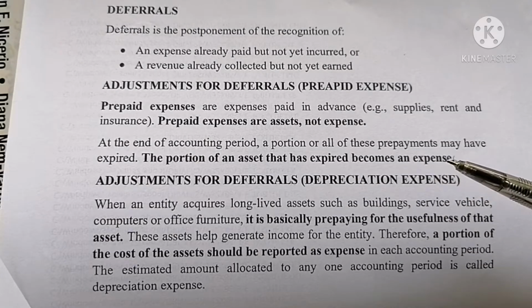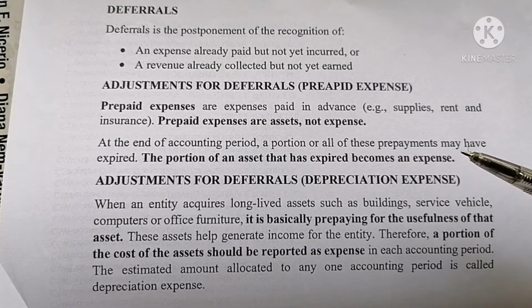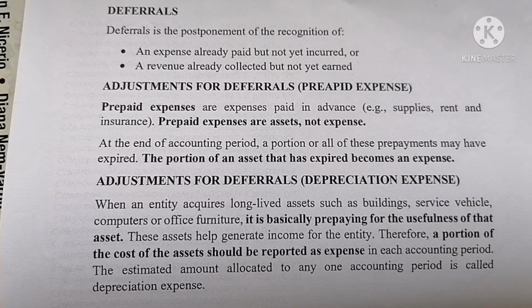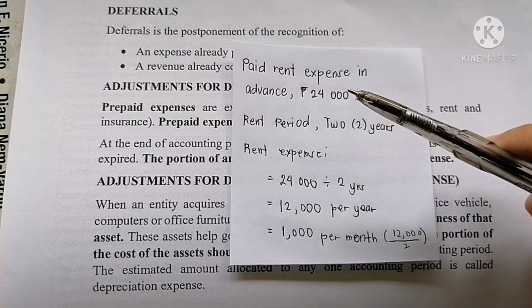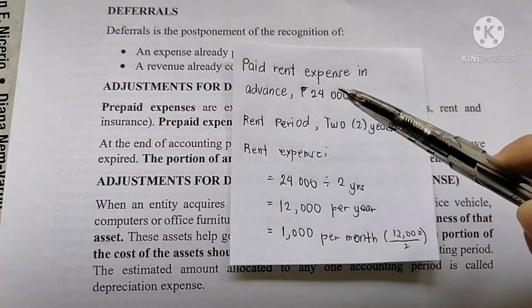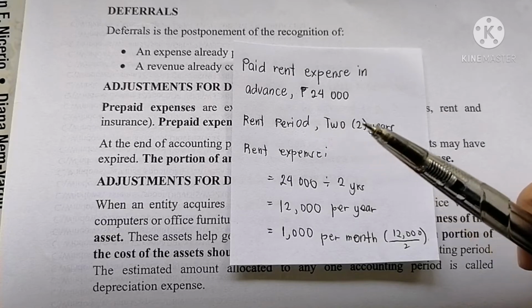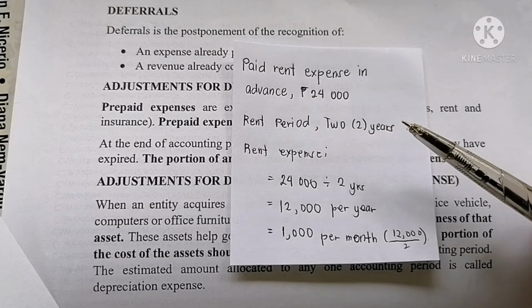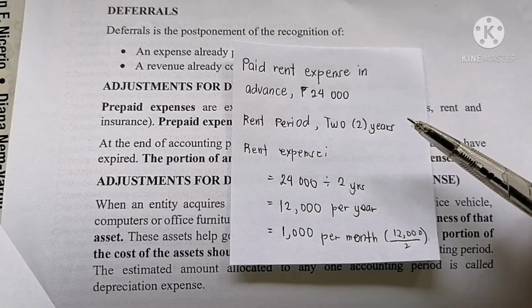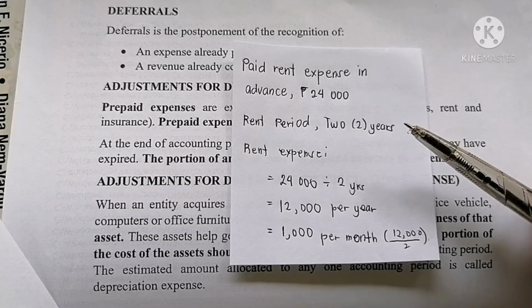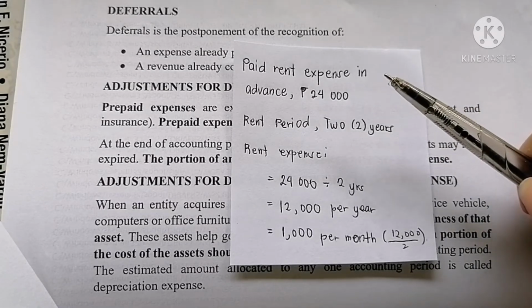Prepaid expense can expire from time to time, and the expired or consumed portion of prepaid expense is recognized as expense. For example, in this example, the rent paid in advance is 24,000 pesos, and the rent period is 2 years. So if the period is 2 years, we can say that 2 accounting periods will benefit from this prepaid rent expense that was paid in advance.